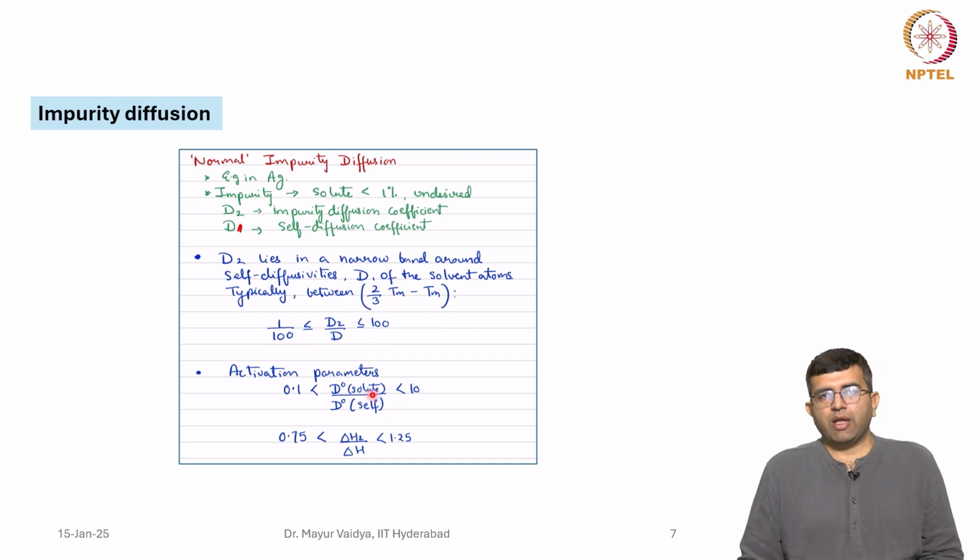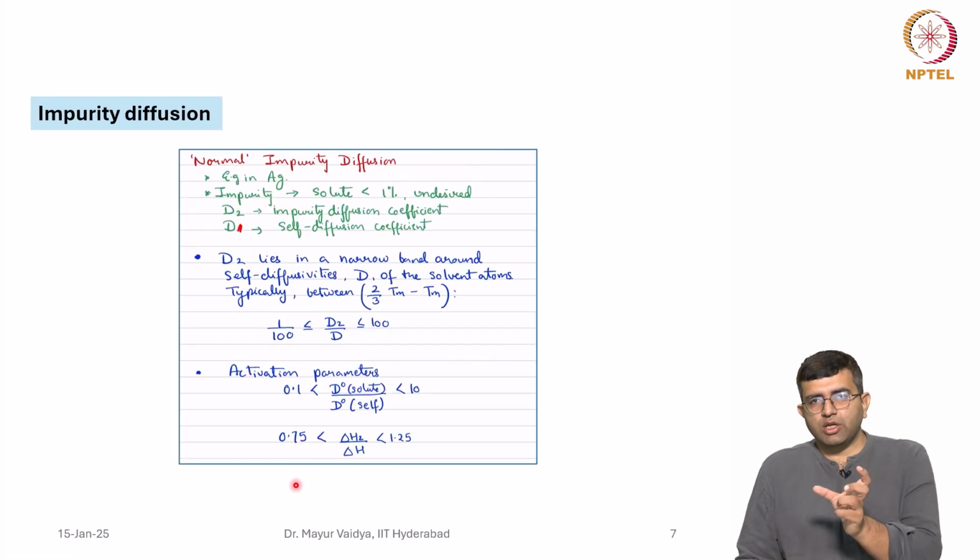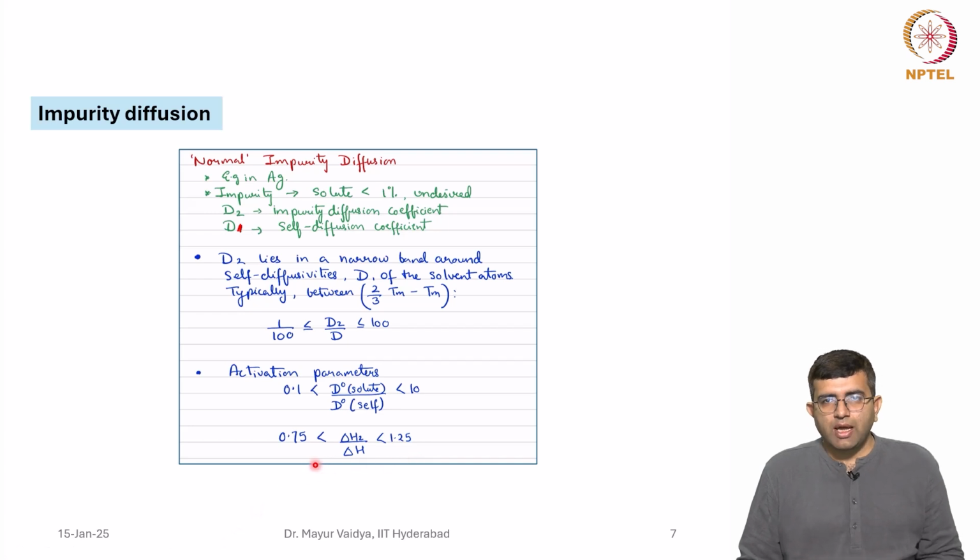And the activation parameters also lie very close: the D naught ratio lies between 0.1 and 10, and the activation energy ratio is between 0.75 and 1.25. Sorry, not eV, this is a ratio, so it is dimensionless. The ratio lies somewhere between 0.75 and 1.25.